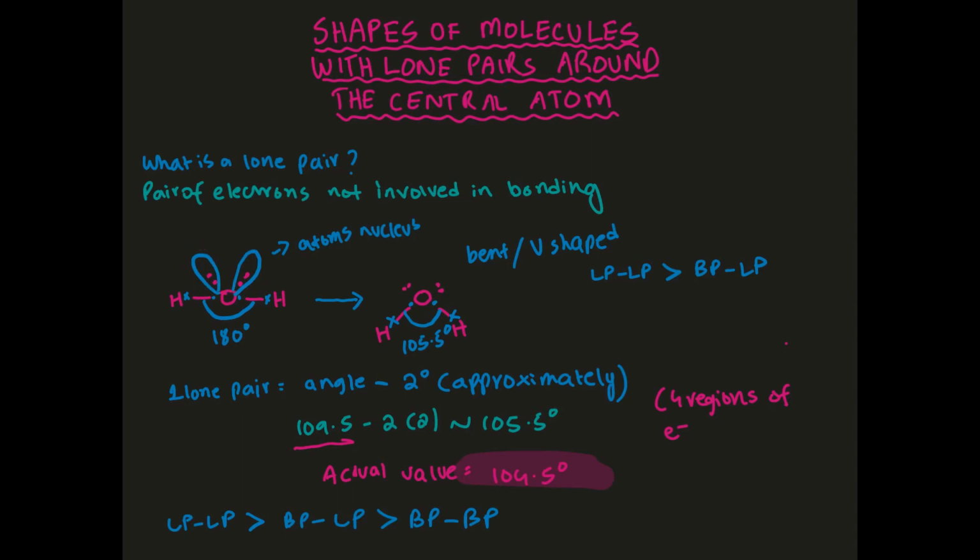So when we look at regions of electron density, we're going to look at single bonds and double bonds and triple bonds as one region, and lone pairs are also going to be counted as one region. So normally when you have 4 regions, the bond angle is going to be 109.5, but in this case, because lone pairs are present and because of lone pair repulsion, the bond angle is going to decrease, and we're going to go with this rule.